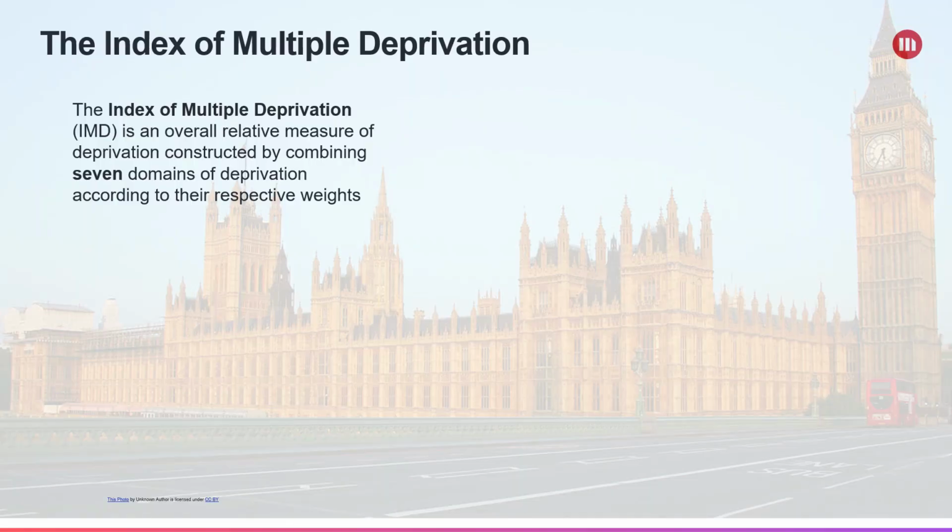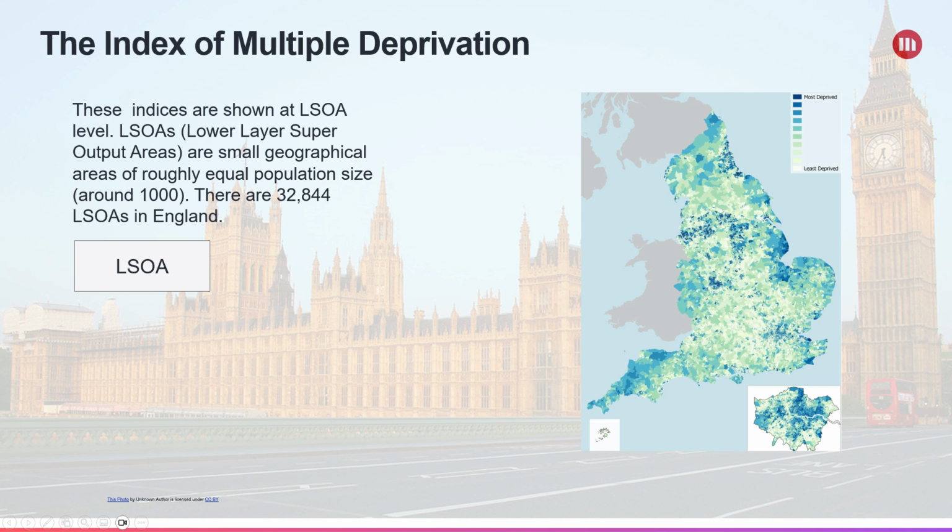First, let's talk more about the index of multiple deprivation, LSOAs, and constituencies. The index of multiple deprivation is an overall relative measure of deprivation constructed by combining 7 domains of deprivation according to their respective weights. These indices are shown at LSOA level. LSOAs, lower layer super output areas, are small areas of roughly equal population size.